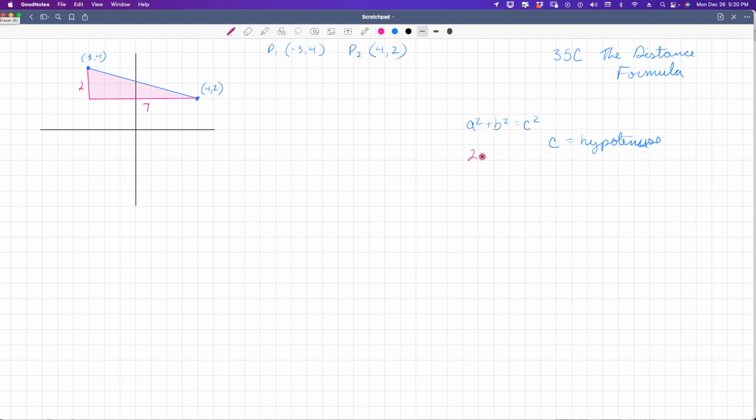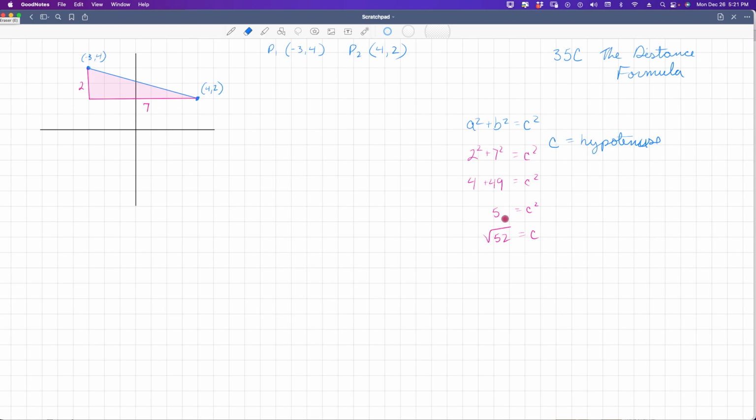And we would say 2 squared plus 7 squared is equal to C squared. 4 plus 49 is equal to C squared. So that would be 52 is equal to C squared. Square root of 52 is equal to C, where C is the hypotenuse. All right, so then this would be the square root of 52, whatever that would factor out as, I believe. The square root of 53.